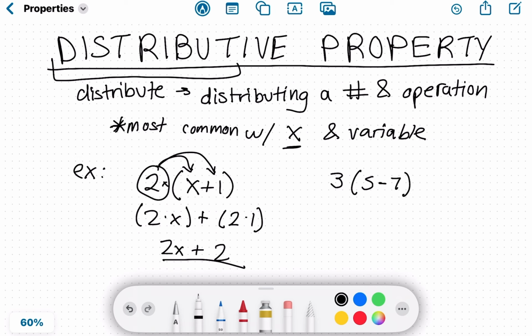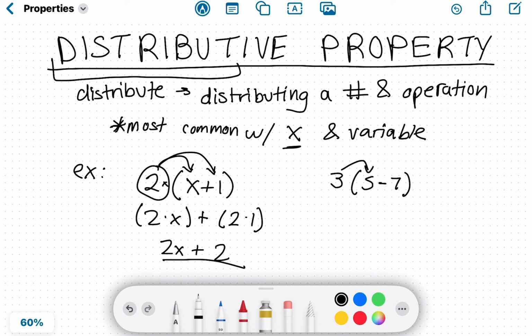Now, of course, you could solve what's in the parentheses first and then multiply it by the outside, by doing 5 minus 7, which is negative 2, times 3, which is negative 6. But let's use the property and do something a little different.